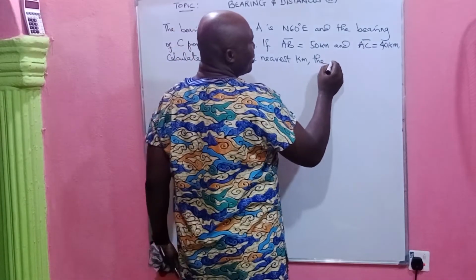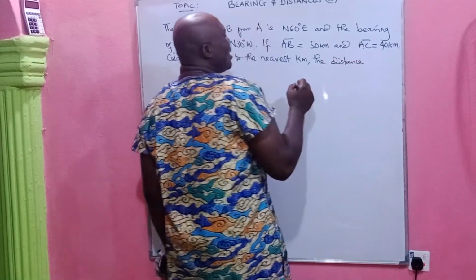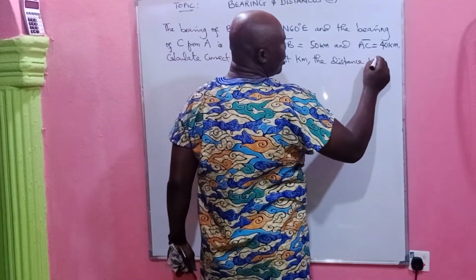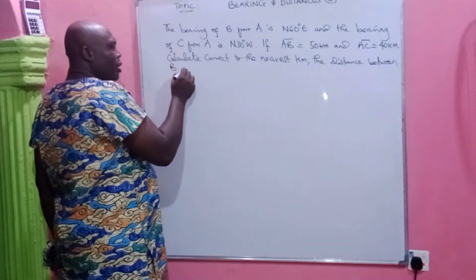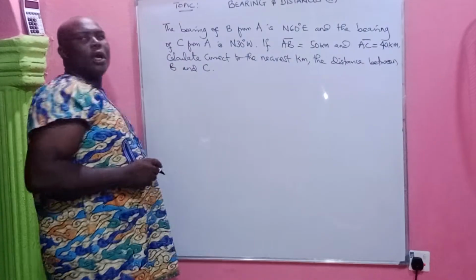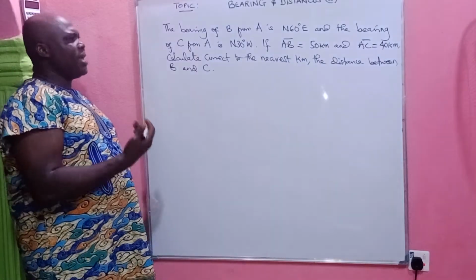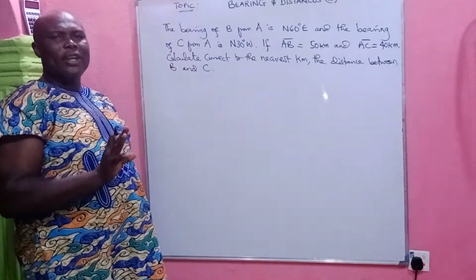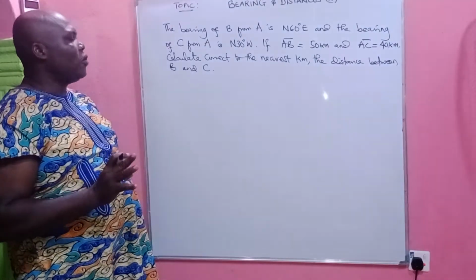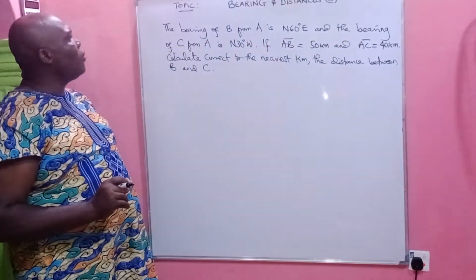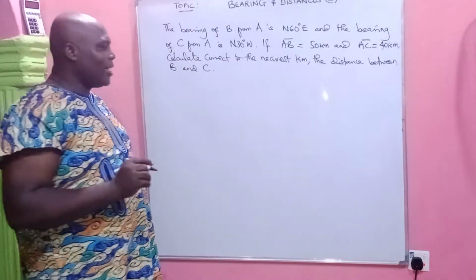the distance between B and C. All right, so we want to see how we can find the bearing, assuming it is coded using any two of the four cardinal points, as we have explained before now. So let's bring out the triangle we are talking about. They say the bearing of B from the point A is N 60 degrees east.